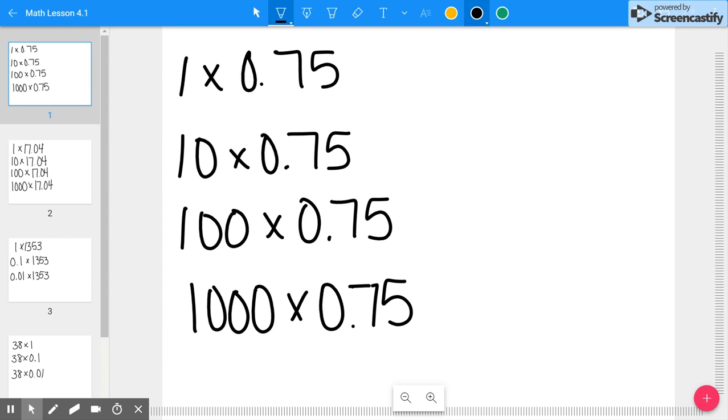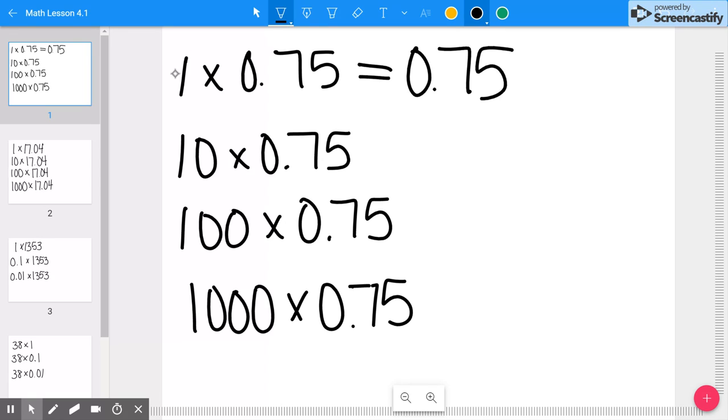All right, so this math lesson comes from chapter 4, lesson 1. We are doing multiplication patterns with decimals. So if I have this problem, which you see on the screen, it says 1 times 75 hundredths. I know 1 times any number is always going to be that number. So this is going to be 75 hundredths. Now I have 10 times 75 hundredths, 100 times 75 hundredths, and 1,000 times 75 hundredths.